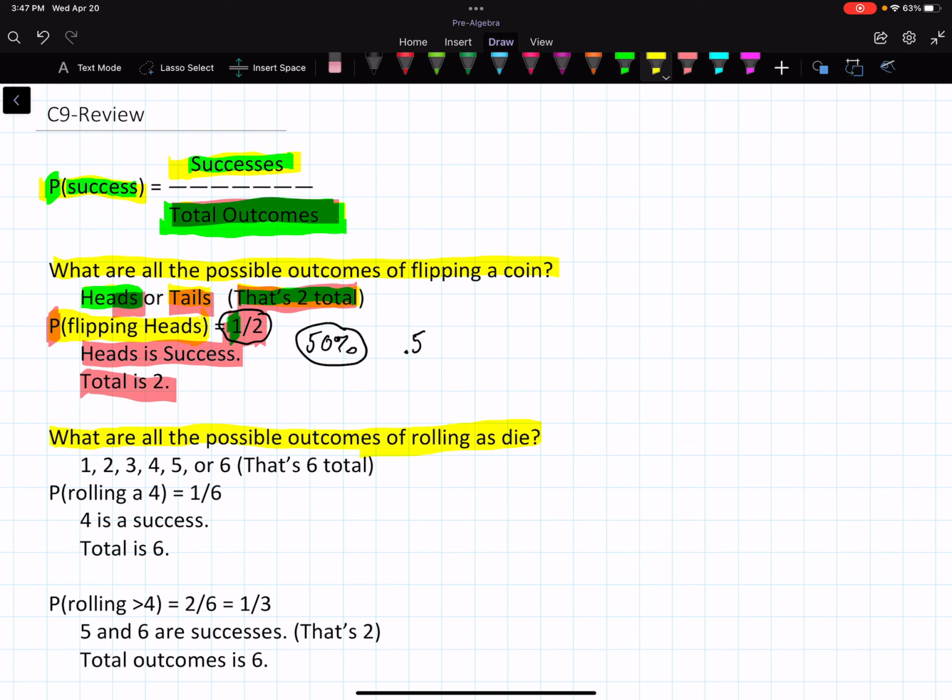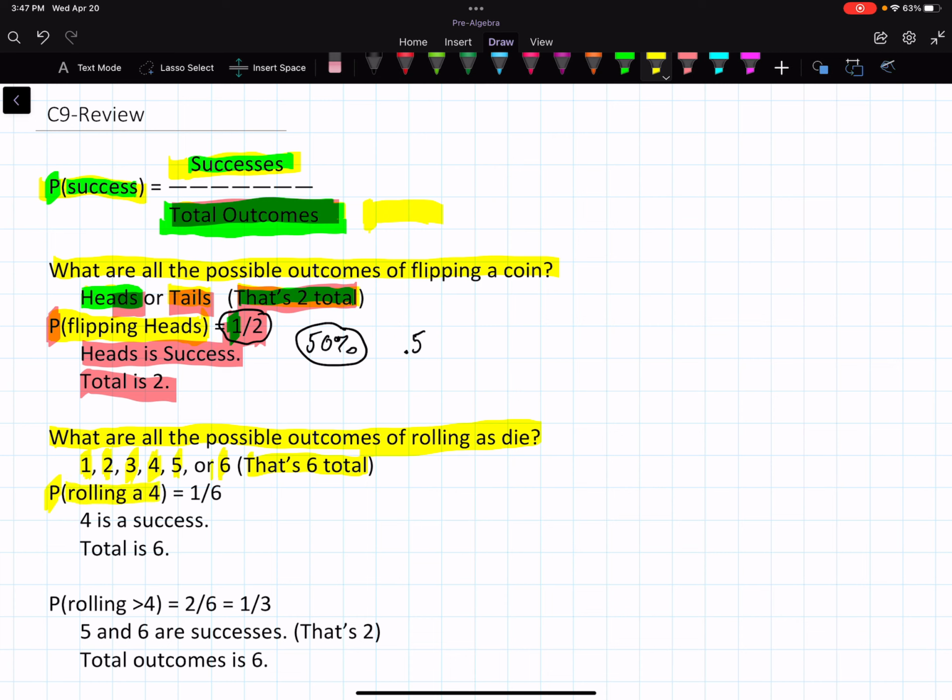Okay, so let's do another one just to talk about that again, see a different possibility. What are all the different possibilities of rolling a die? Well, there's 6 sides to a die. I can roll a 1, a 2, a 3, a 4, a 5, or a 6. So there's 6 total outcomes. So we're up here on the total outcome line. There's 6 of them.